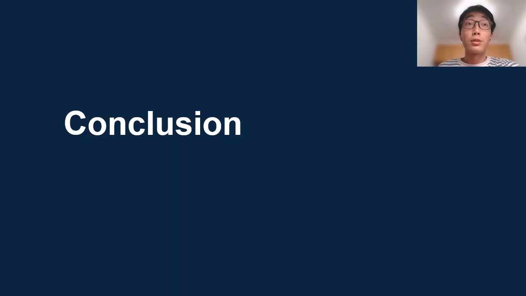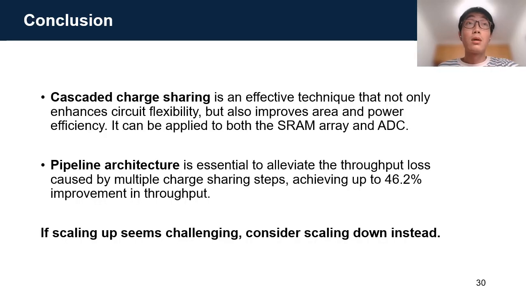So here is the conclusion. First, cascaded charge sharing is an effective technique that not only enhances the circuit flexibility, but also improves the area and power efficiency. And it can be applied to both the SRAM array and ADC. And because of multiple charge sharing steps, the pipeline architecture becomes essential to alleviate the throughput loss. It can achieve up to 46.2% improvement in throughput.